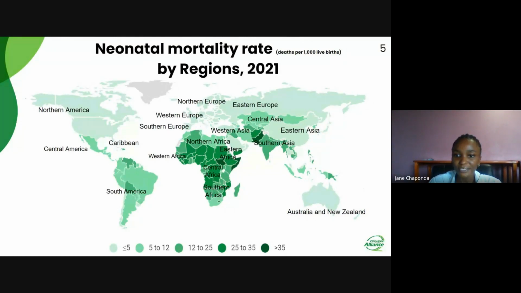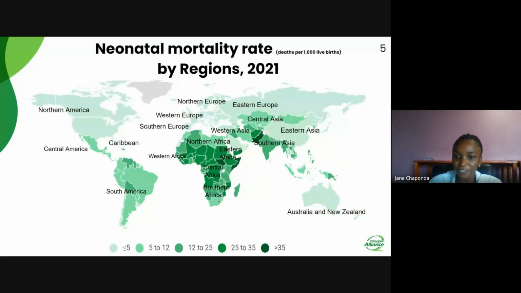From the map, you can see that there are clear differences in neonatal mortality across regions and countries. For example, regions like Europe, North America, Australia, and New Zealand had the lowest neonatal mortality of less than or equal to 5 deaths per 1,000 live births, whereas regions in Sub-Saharan Africa and Southern Asia had the highest neonatal mortality rate, of about 25 to 35 and greater than 35 deaths per 1,000 live births.